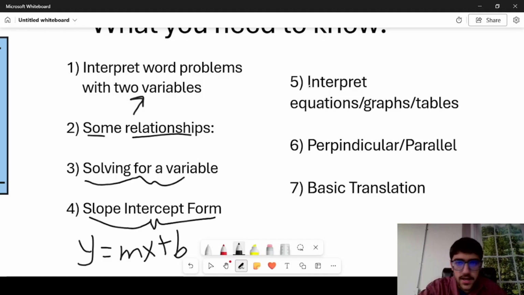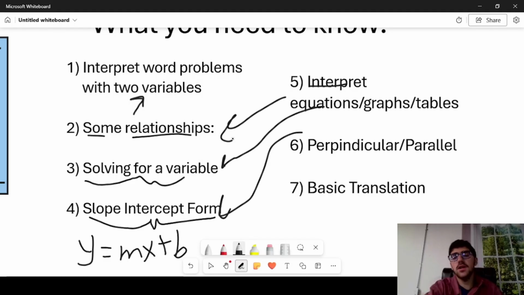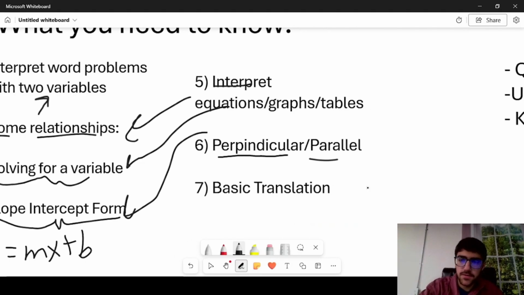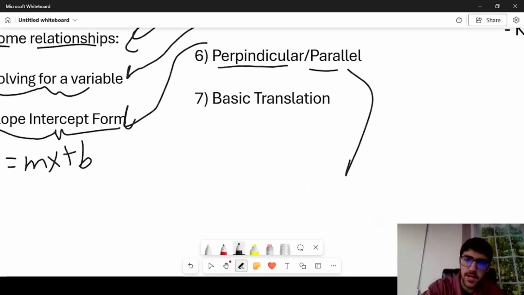Then you need to interpret equations, graphs, and tables to do things like solve for a variable, write an equation, or analyze the relationship. This is something that pops up a lot, and it's one of the main types of problems you might get: perpendicular or parallel. So you just need to know, if two lines are parallel, the slope will be the same.